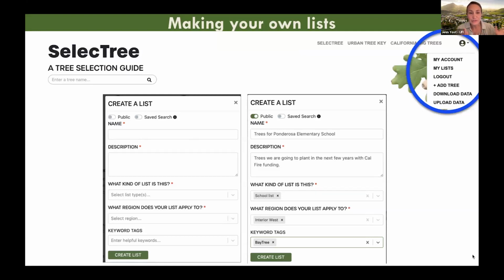And so those are the public facing lists, but how do you make a list? Well, we now have the ability within Select Tree to create a user account. And once you create a user account, then you can create your own list, and you have the ability to make those lists public or private. You can have sort of a dynamic list that's based on a search characteristic that you're interested in, which is a saved search. You name it whatever you want, your own description. You can tag it with what kind of list it is. In this case, it's school list, which region it applies to, and then any keywords that you want.